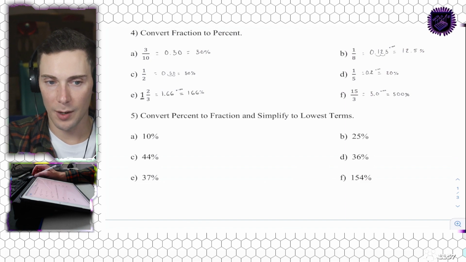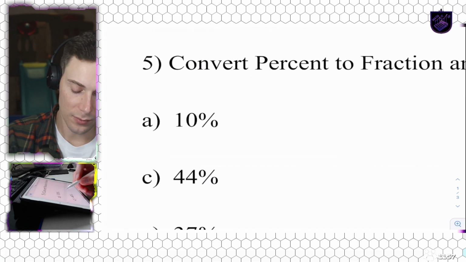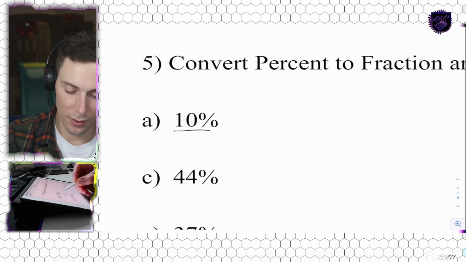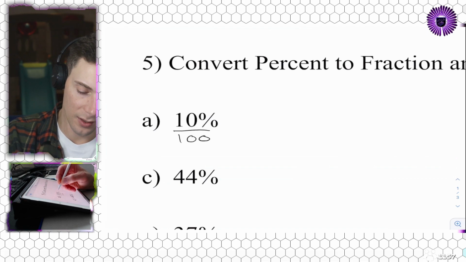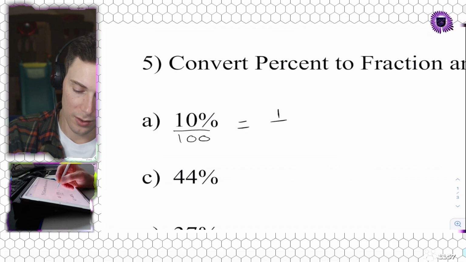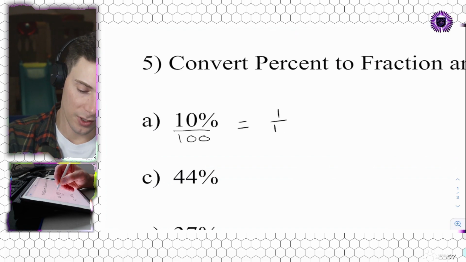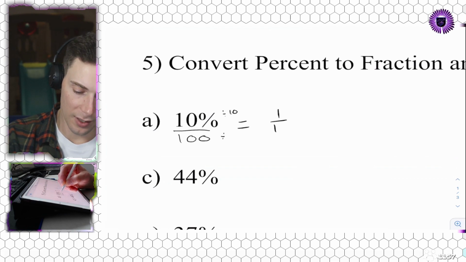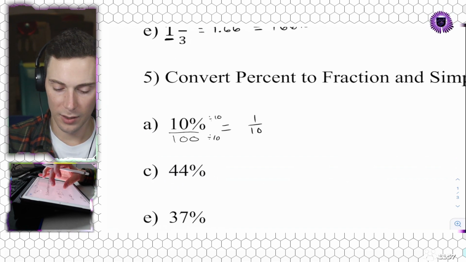Convert percent to fraction and simplify to lowest terms. Now remember, a percent is per 100. So when we want to do this, we can write the number over 100, and then we can simplify our fraction, which is going to be 1/10. So we want to find the greatest common factor, which is divide by 10 and divide by 10. This is the greatest common factor in this example. So it's going to equal 1/10.